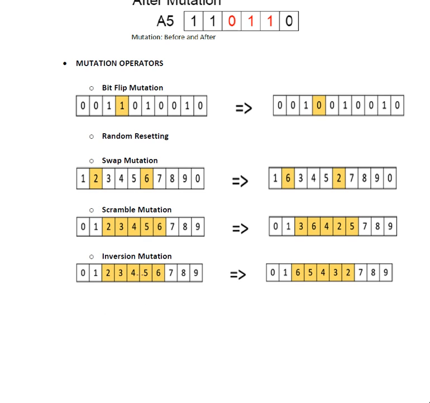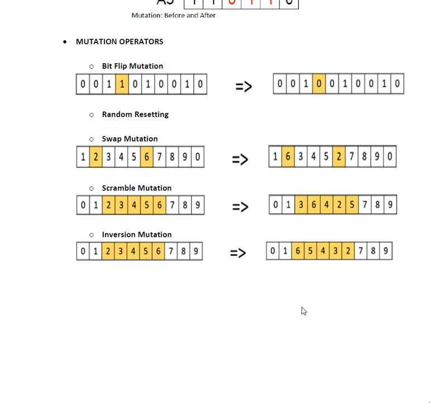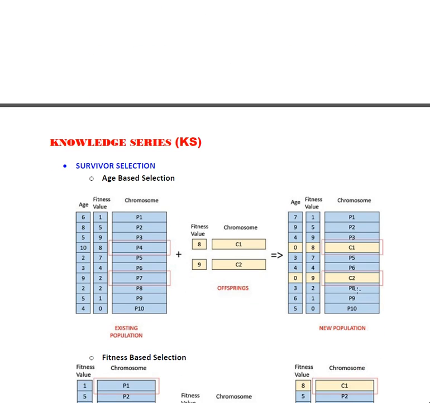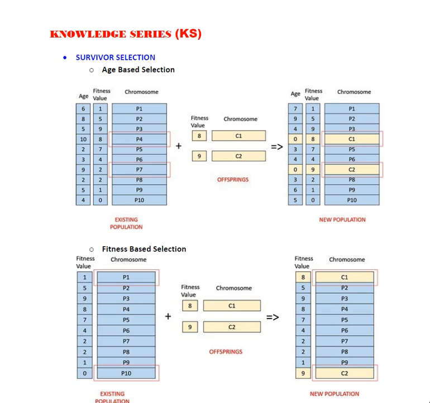Inversion mutation: you are changing the positions of the bits. 2 becomes here, 3 becomes here, 4 remains the same. So that is known as the mutation methods. Now next we go for survivor selection.